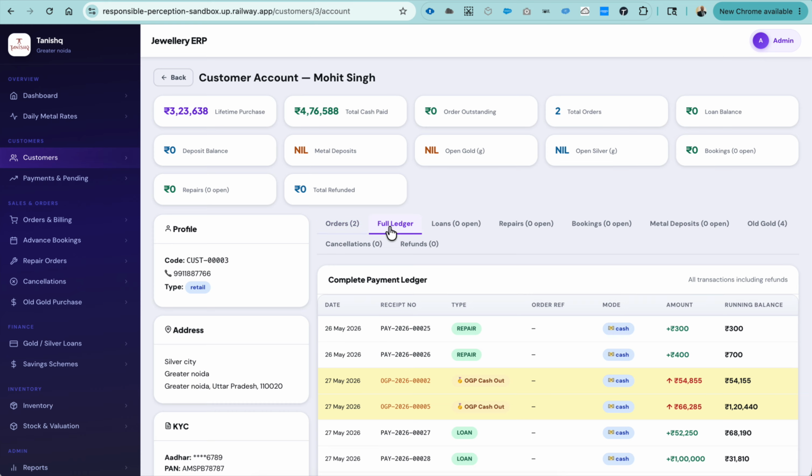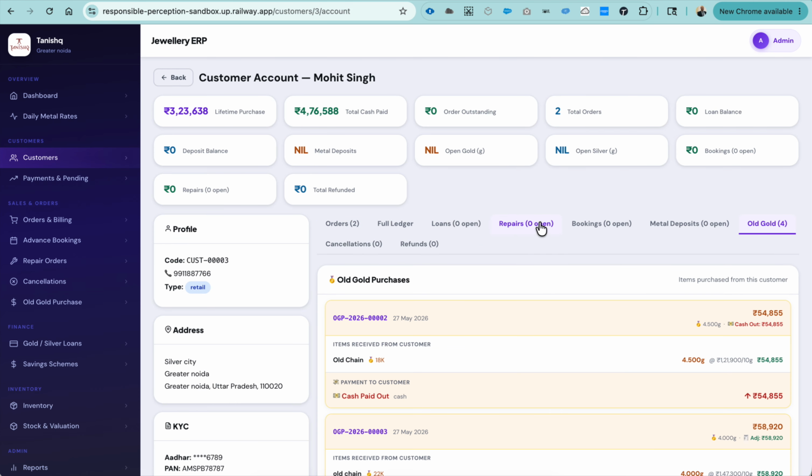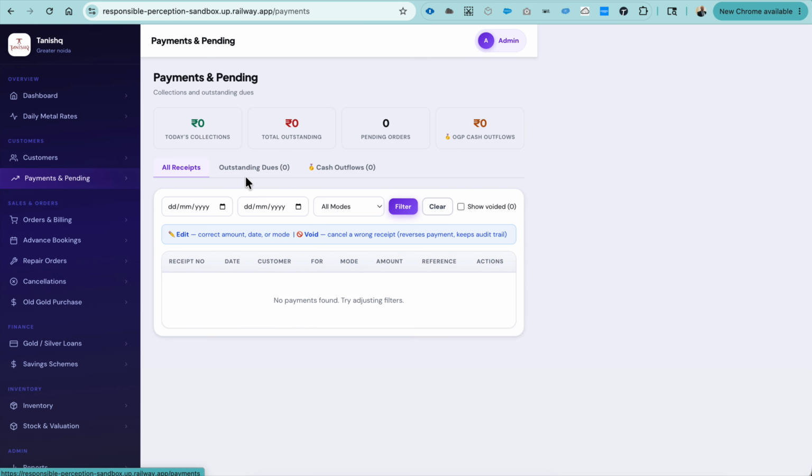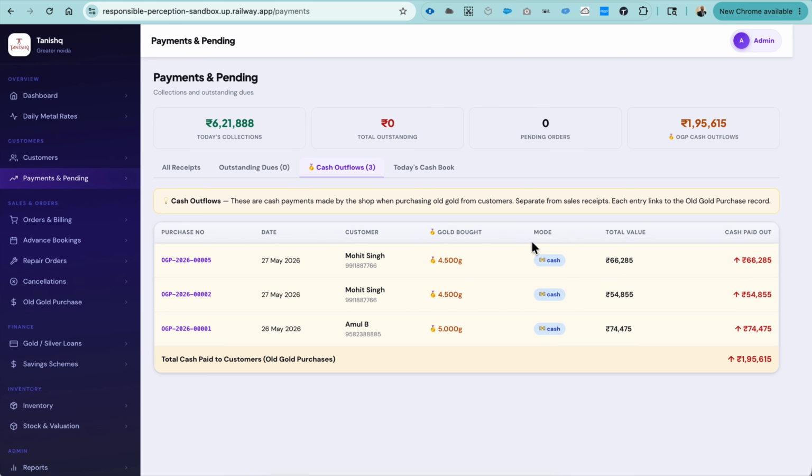As well as that, I can also come back to the payment section here. In the payment section I can also see the cash outflow, this 66,285 as a cash flow that I have given to Mohit. So the cash outflow is also available in the payment sections.